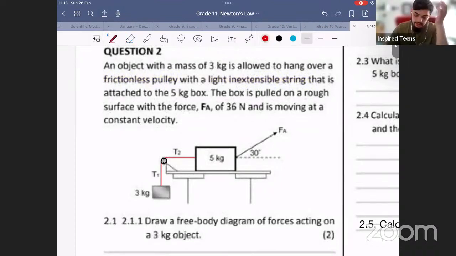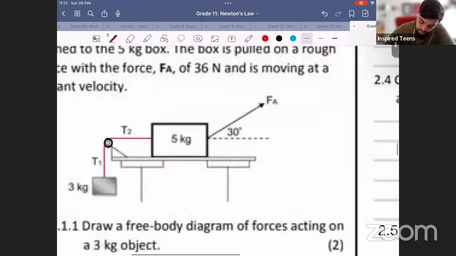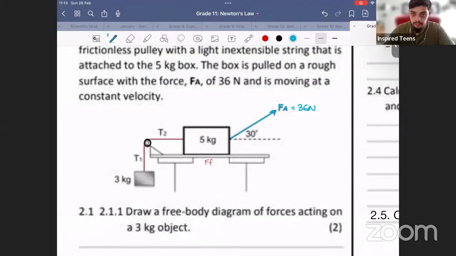It's attached to a 5 kg box that is being pulled on a rough surface. So we know that there's friction. There's definitely a frictional force. And there's also this guy, the applied force of 36 newtons in the upward direction at 30 degrees to the horizontal, and it is moving at a constant velocity. Can someone tell me why that is important?